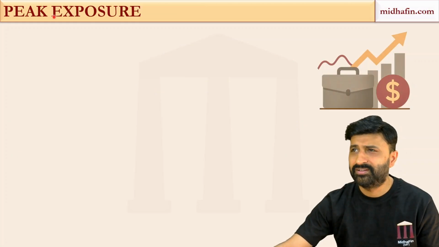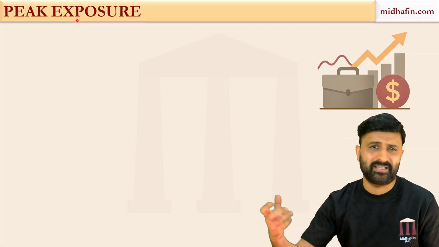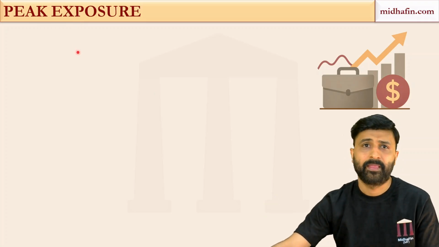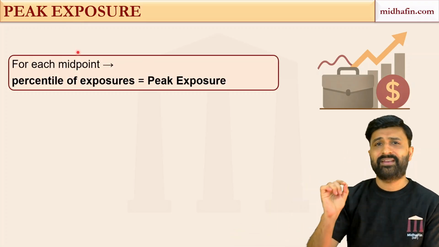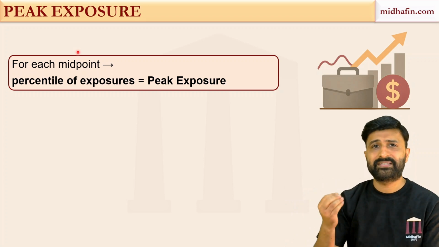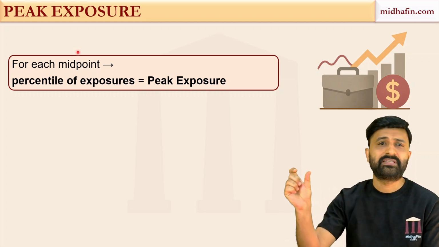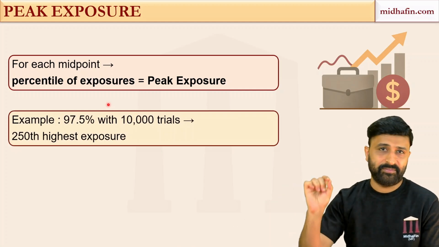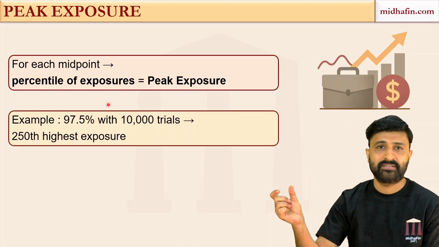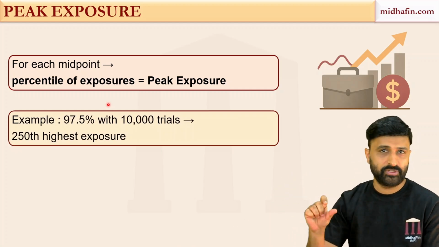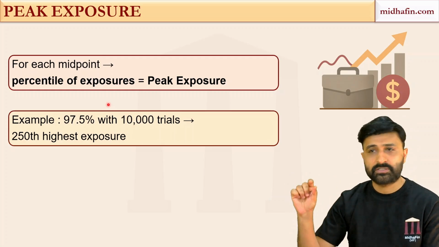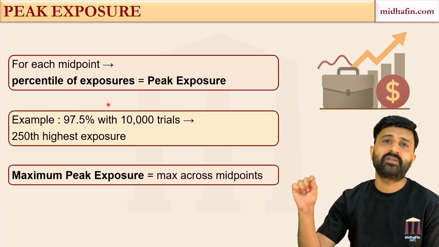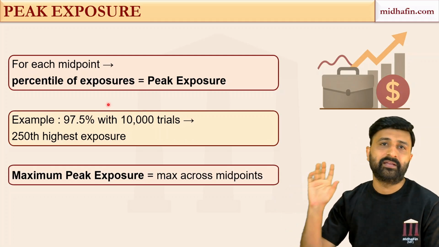Okay, now let's discuss quickly peak exposure. What is happening over here? See, along with the CVA, banks track the peak exposure. Basically, you can say a high percentile of all the simulated exposures. So at 97.5% with say 10,000 trials, that's the 250th highest exposure. The maximum across all the points gives the portfolio's overall peak.